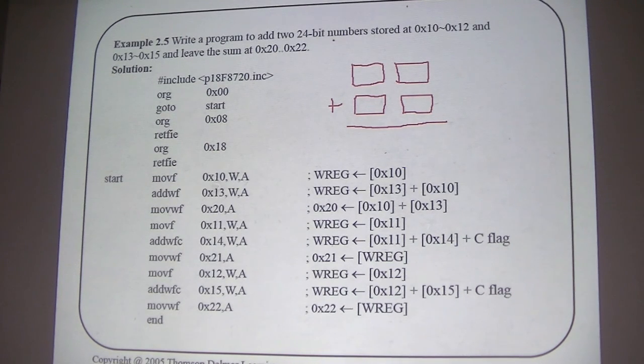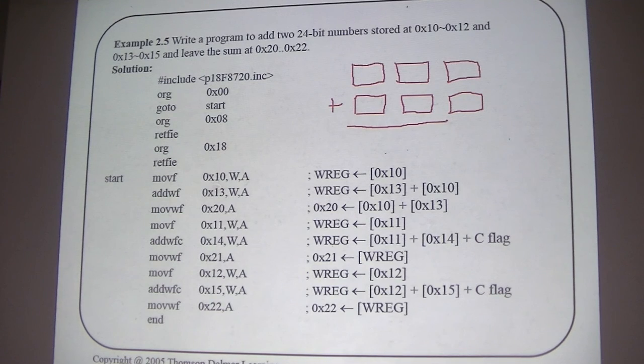So add two 24-bit numbers means, oh sorry, it's actually 3 bytes, because 24-bit means it's 8, 8, 8. So it's actually 3. I'm just drawing so that you get the idea.